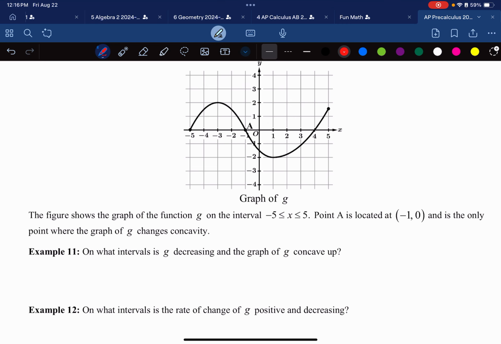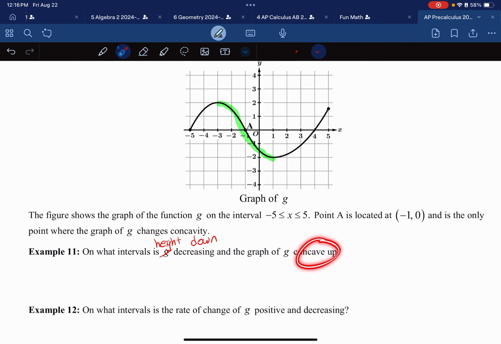All right, example 11, we have a new graph. We need to do two things. We need to be decreasing and concave up. Decreasing means that this height is going down, and we need to be concave up. Concave up means it's the smiley face, or your airplane is being pulled up, right? So the height is going down only here, I'm going to highlight that range. Height is going down here, and then the height is going up on those two that I didn't highlight. So height is going down, check.